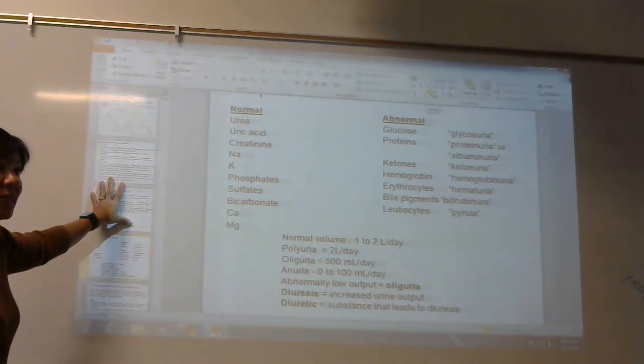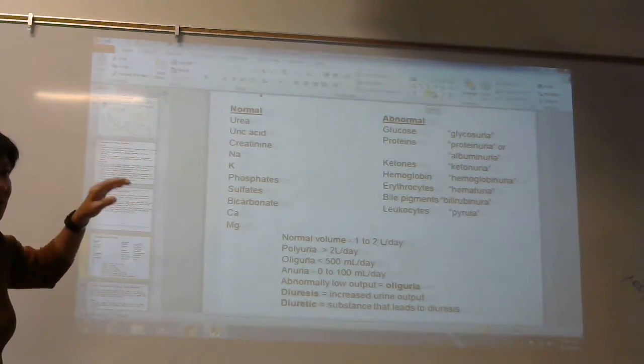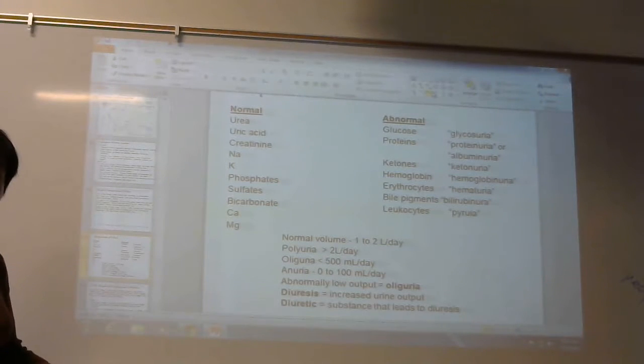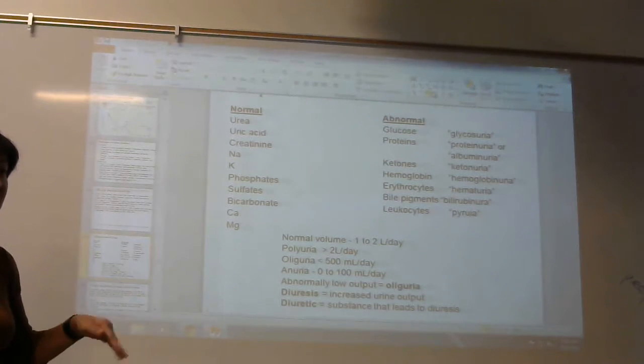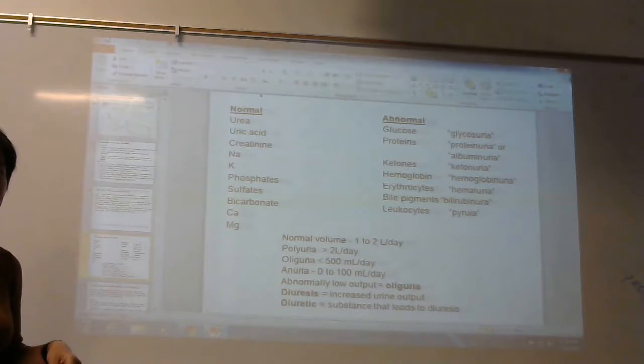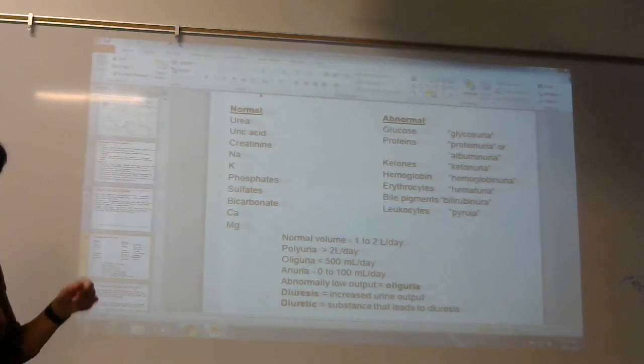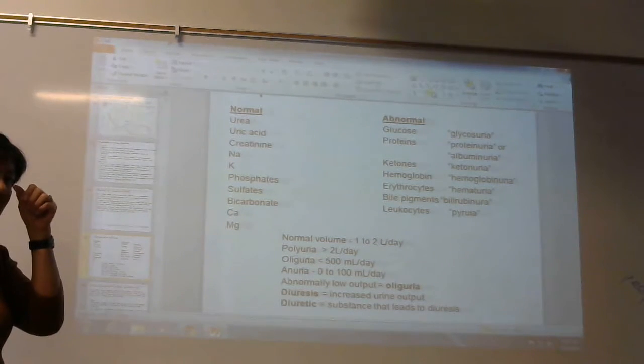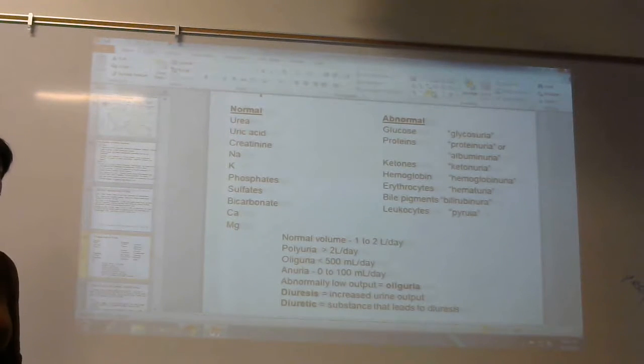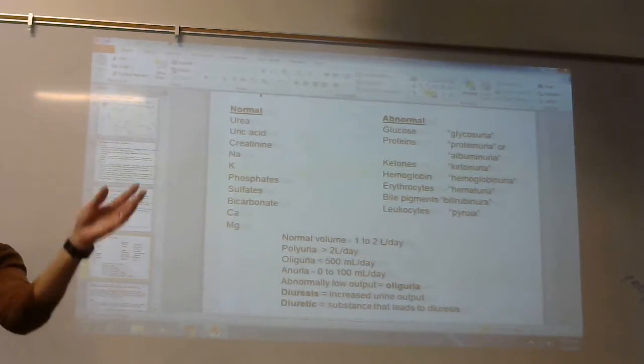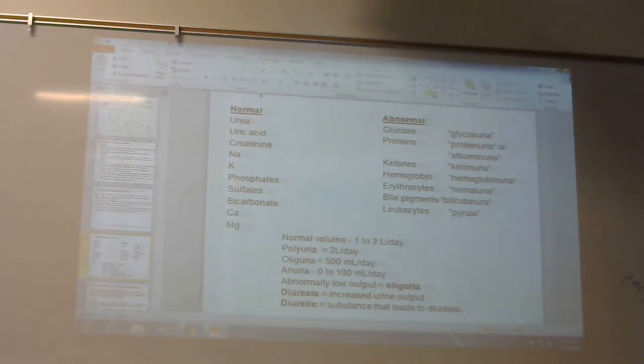If I write rusty brown urine, that's normal. If I write blood, that's not normal. Sometimes your diet can also change the color of your urine, right? What vegetable gives you a different color? It's green. Some vegetables give a different color, right? But that's still normal. You see?